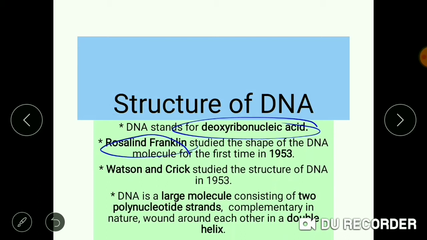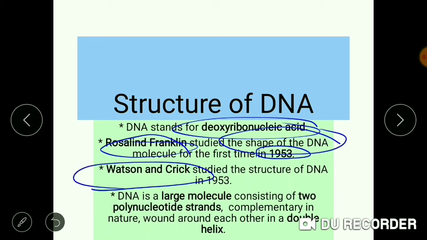First, Rosalind Franklin was the first one to find out the shape of DNA in 1953, while Watson and Crick, James Watson and Francis Crick, studied the structure of DNA, its complete composition, and gave the Watson and Crick model of DNA, and also gave certain postulates regarding the structure of DNA in 1953. Now let us know what exactly is DNA.